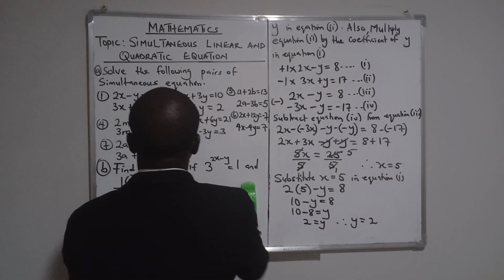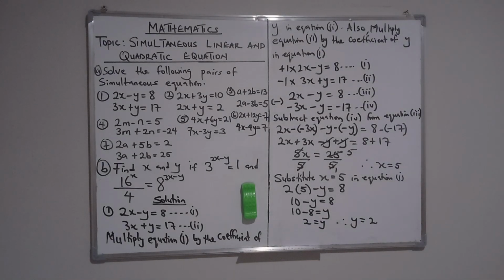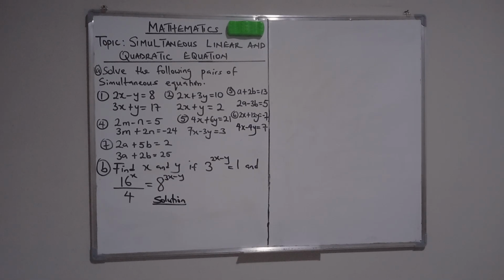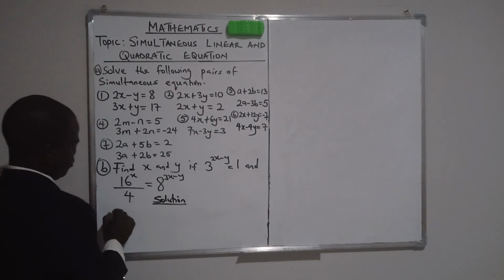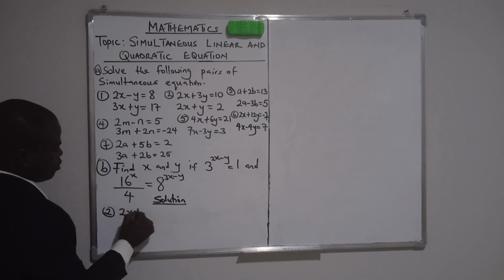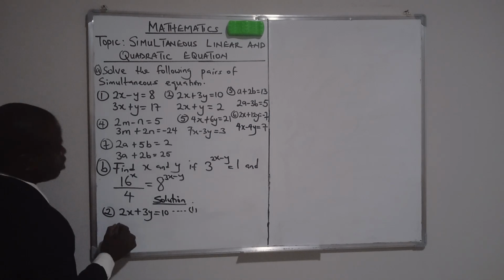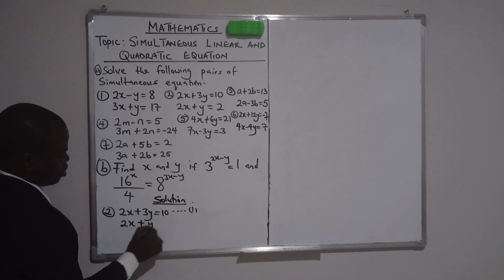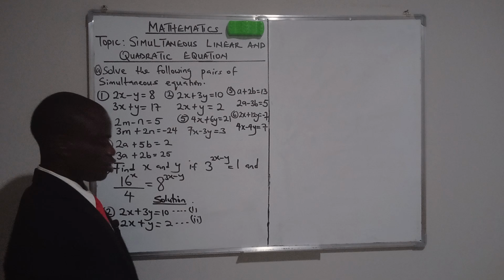Okay, now let's solve the second question. The second question is 2x plus 3y equals 10. Equation 1. 2x plus y equals 2. This is equation 2.